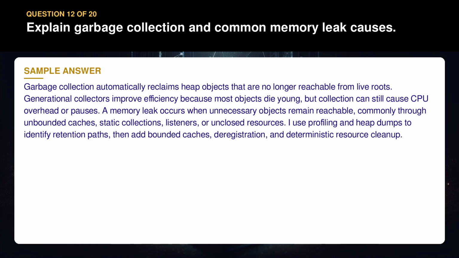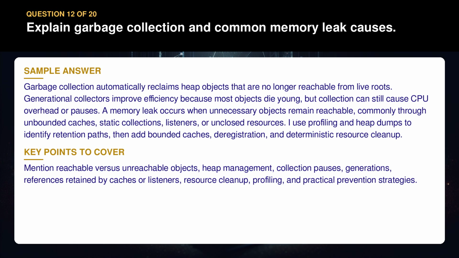Garbage collection automatically reclaims heap objects that are no longer reachable from live roots. Generational collectors improve efficiency because most objects die young, but collection can still cause CPU overhead or pauses. A memory leak occurs when unnecessary objects remain reachable, commonly through unbounded caches, static collections, listeners, or unclosed resources. I use profiling and heap dumps to identify retention paths, then add bounded caches, deregistration, and deterministic resource cleanup.